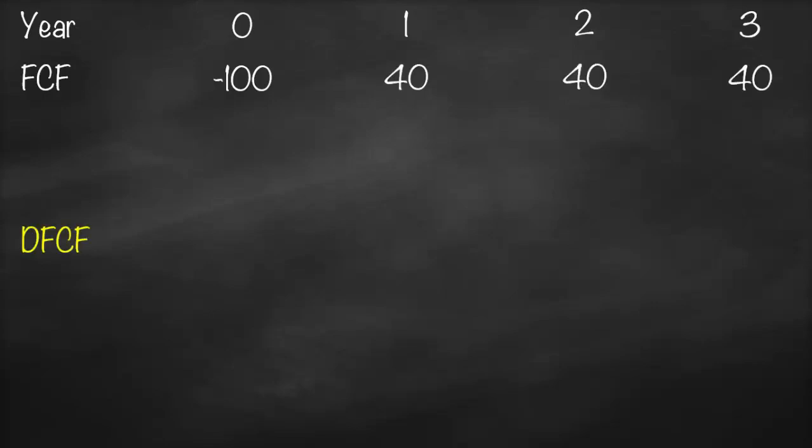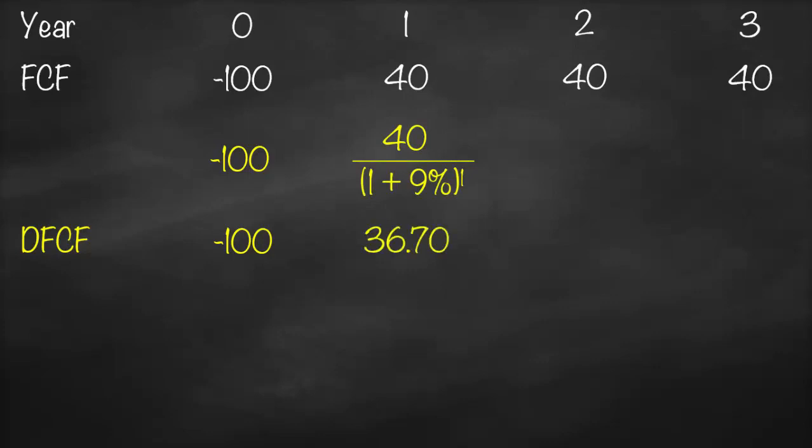Then we need to calculate our discounted free cash flow, which means we need to get the present value for each cash flow. At time 0, we'll have negative 100. At time 1, we use the present value of a single cash flow, which is future value divided by open bracket 1 plus i close bracket to the power n, and we'll use it for each year. So for year 1, we'll have 40 divided by open bracket 1 plus 9% close bracket to the power 1. This will give us 36.7.